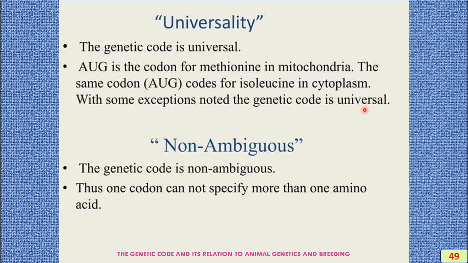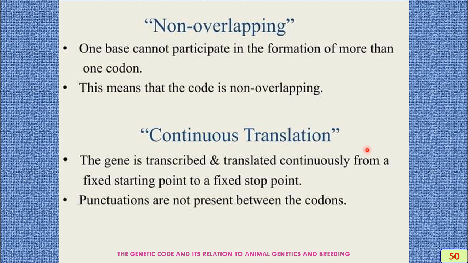Then non-ambiguous: the genetic code is non-ambiguous, and thus one codon cannot specify more than one amino acid. Also, it is non-overlapping: one base cannot participate in the formation of more than one codon. Then there is continuous translation: the gene is transcribed and translated continuously from a fixed starting point to a fixed stop point, and punctuations are not present between the codons.